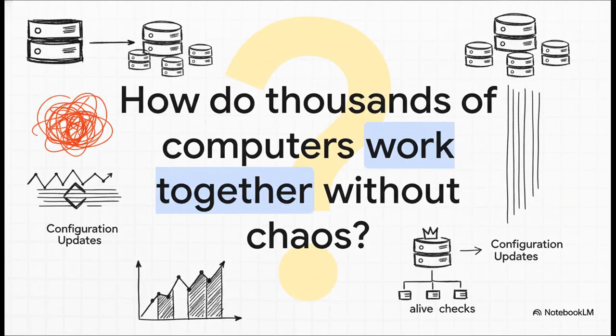Imagine you're building a service that runs on, say, thousands of different servers. They all need to agree on things, right? Like, which one of them is the leader? What's the latest configuration? And hey, which servers are even still online? Now, if they all try to update this information at the same time, well, you get total chaos. So how on earth do you coordinate all of them?